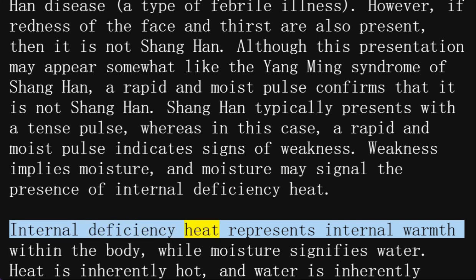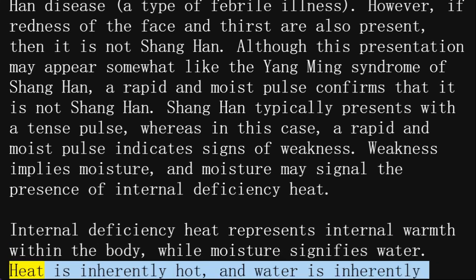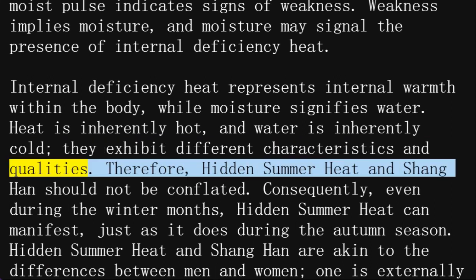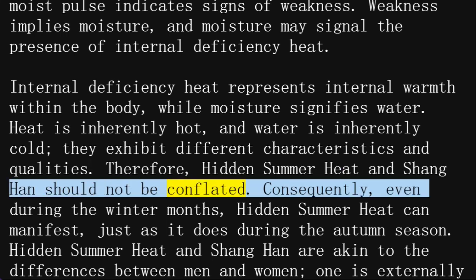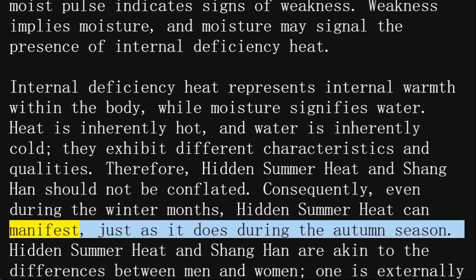Internal deficiency heat represents internal warmth within the body, while moisture signifies water. Heat is inherently hot and water is inherently cold. They exhibit different characteristics and qualities. Therefore, hidden summer heat and Qing should not be conflated. Consequently, even during the winter months, hidden summer heat can manifest, just as it does during the autumn season.